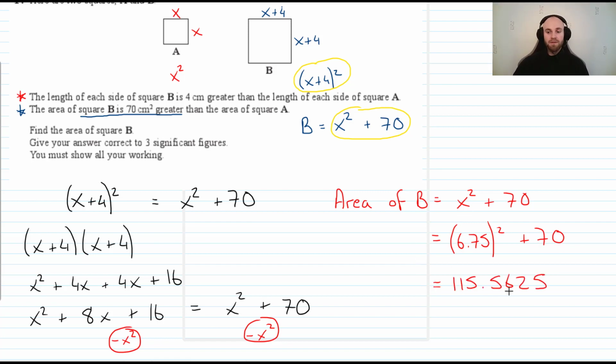That is going to give us 115.5625. But it does say in the question we need to give it to three significant figures. So this is going to round up to 116 centimeters squared.